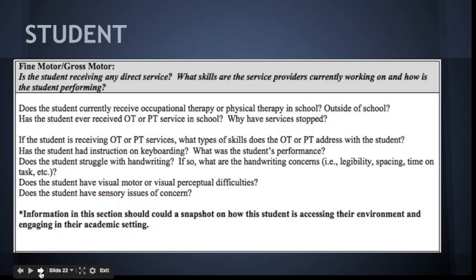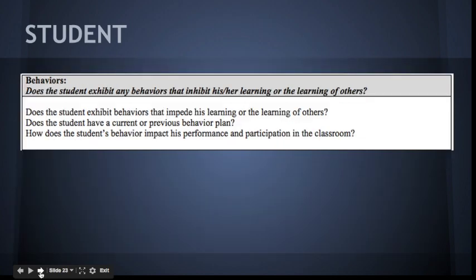What are the gross motor or fine motor skills? If the student's receiving OT or PT, what is that occupational therapist or physical therapist doing with them in the school? What kinds of things are they working on with them? What kind of skills are they trying to help support? Again, this should be a snapshot of how the student is accessing that environment and how they are engaging in their academic setting in relation to fine motor or gross motor skills.